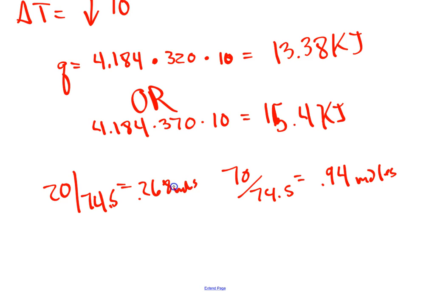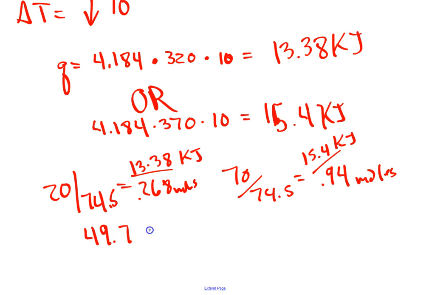All right, so if you did 20, you would now take 13.38 and divide it by that. If you did 70, you would now take 15.4 something kilojoules and divide it by that. And so if you did the 20, what was your answer here? 0.7374? I'm just going to go dead center. If you did 70, what did you get here?